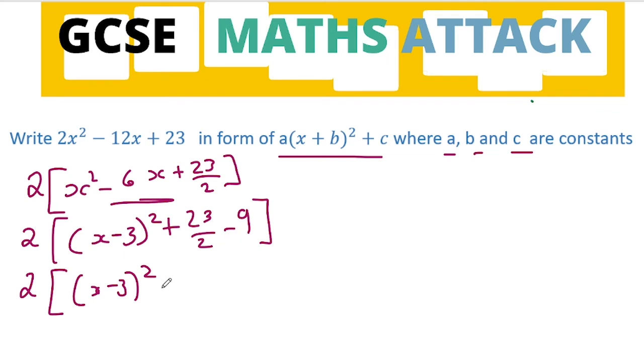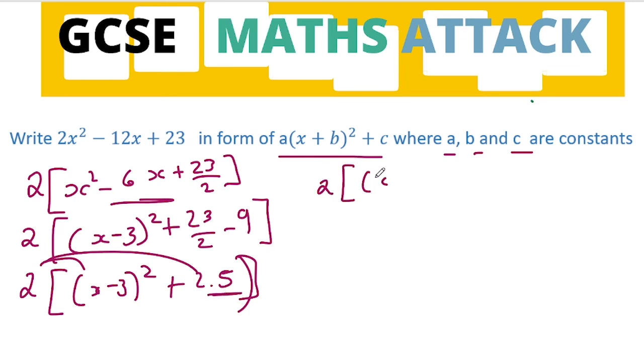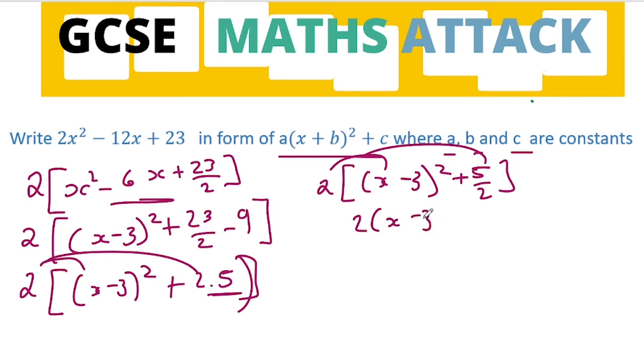That leaves me with positive 2.5. After I've done that, I'm going to expand this bracket. If I was going to rewrite that, I will just write it as 2 times x minus 3 squared plus 5 over 2. Now I'm going to expand it. After I expand it, I get 2(x minus 3) squared plus 5. Now your vertex, or your minimum or maximum point, is going to be (3, 5).